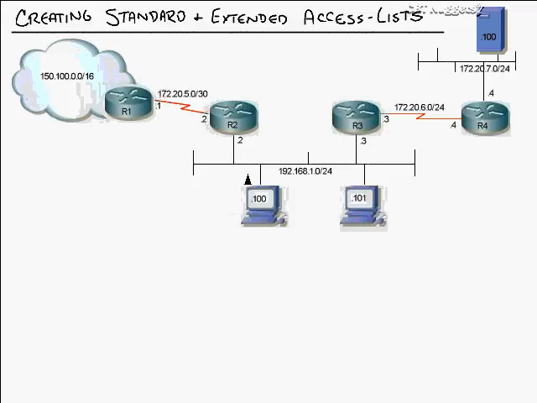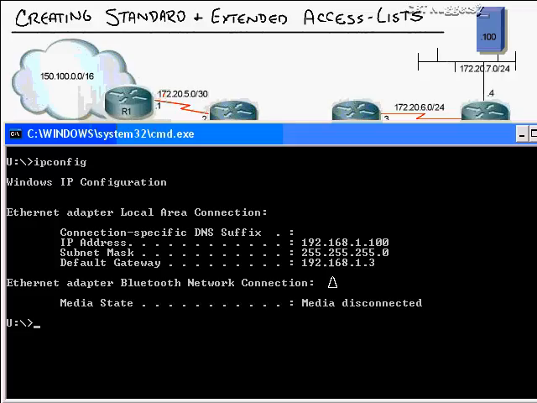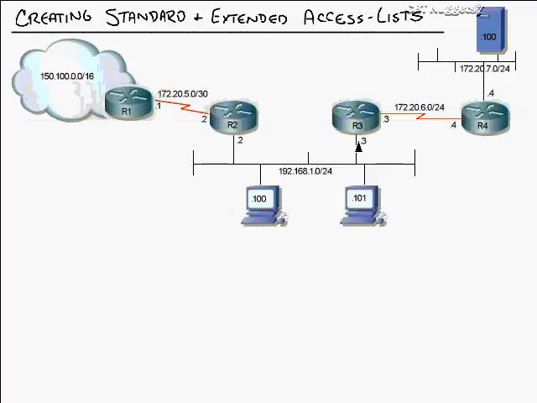So I'm going to jump on this computer, 192.168.1.100, and try this out. I'll first bring up a command prompt and type in ipconfig. Just so you can see what I'm looking at here, I went ahead and modified this computer from the extended access list. Same IP address, but it's now pointing to a different default gateway. It's pointing to .3 here instead of .2.